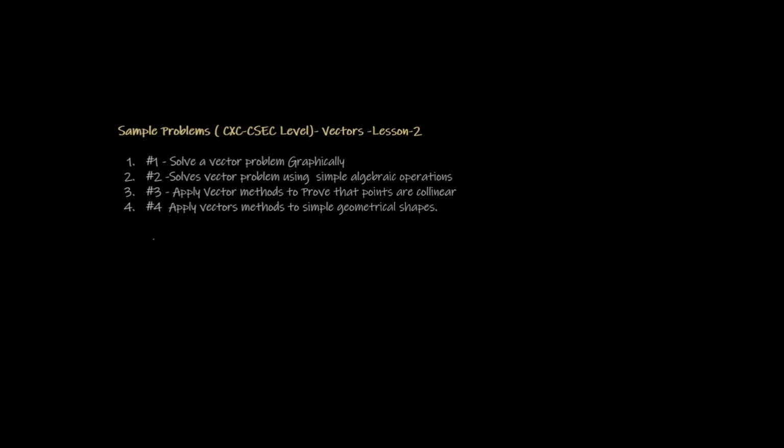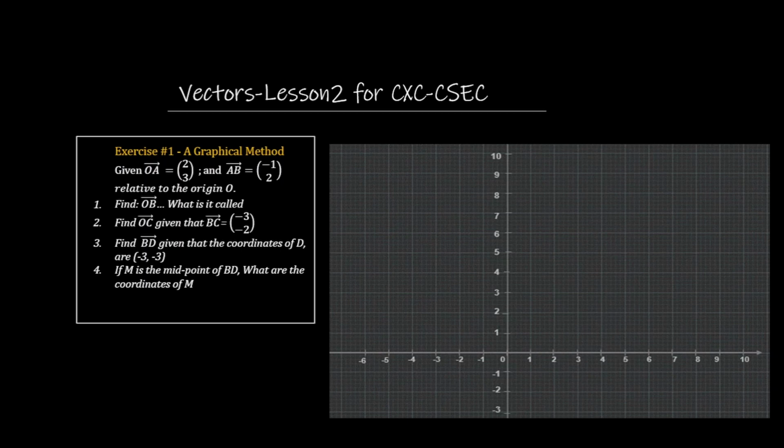In the beginning, I will introduce a graph, and this will give you a little bit of comfort when you are ready to solve vector problems and you do not have a graph. So you will at least have an idea what it looks like. So let us get started. In our first example, we have two vectors, OA and AB, and we will make a note of those immediately. So we have OA as indicated in a column vector format. OA is equal to (2, 3), and we have the vector AB, and that is equal to (-1, 2).